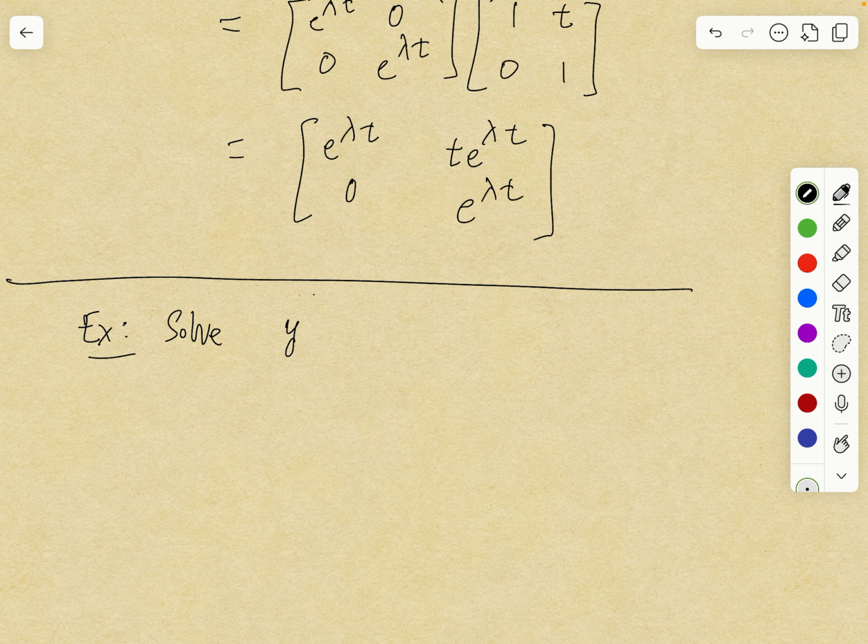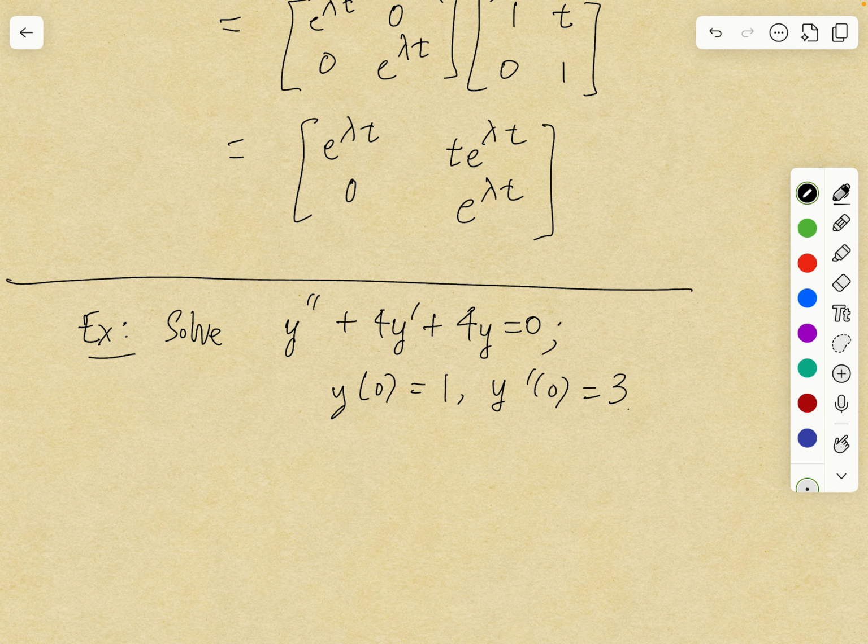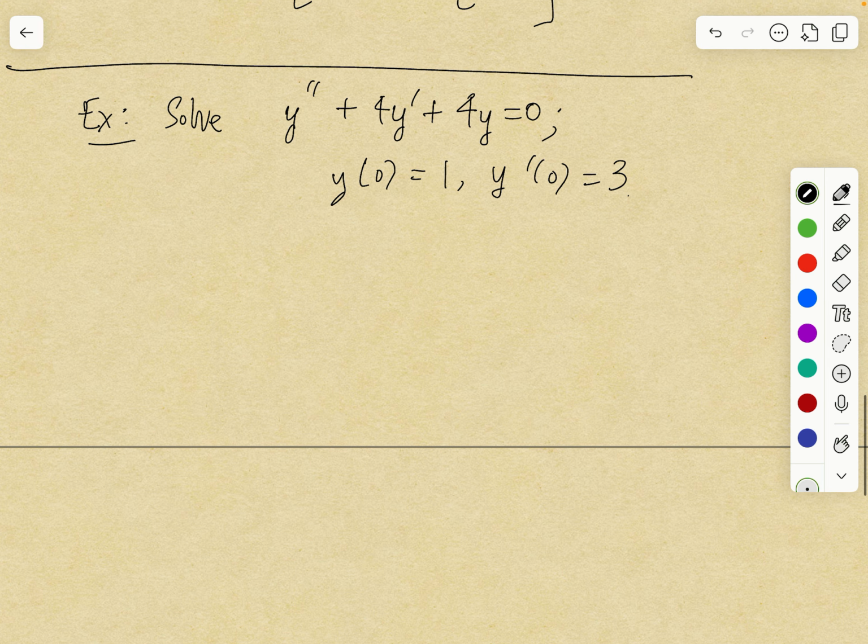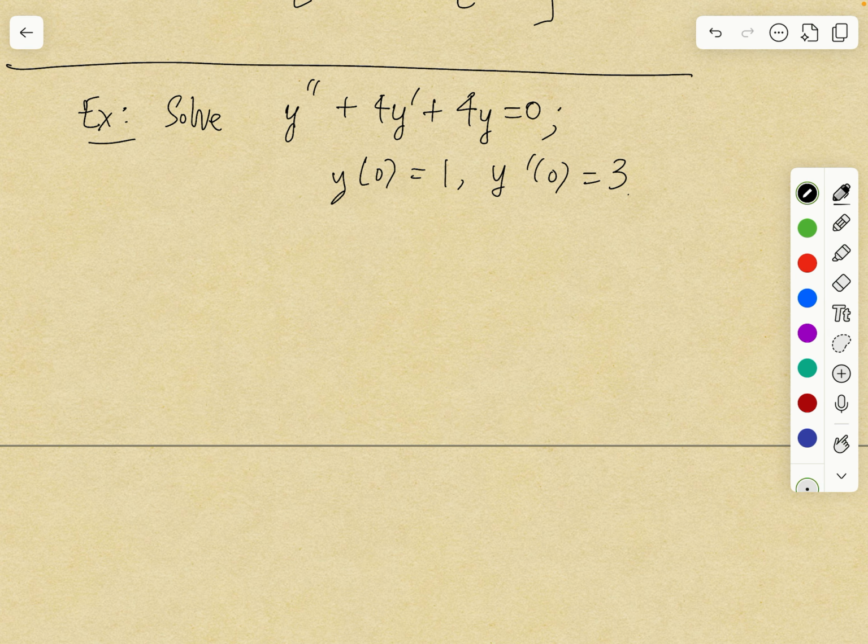So solve y double prime plus 4y prime plus 4y equals 0. It's this initial value problem. y of 0 is 1, y prime of 0 equals 3. Okay. So the first step to convert this to the matrix exponential is to write this differential equation as a system of differential equations.